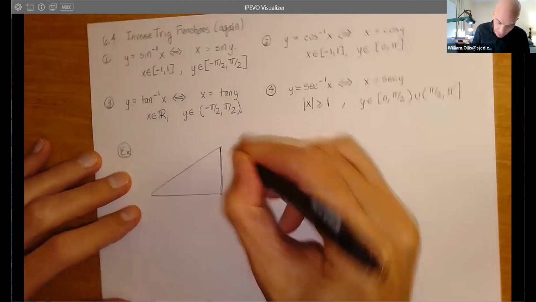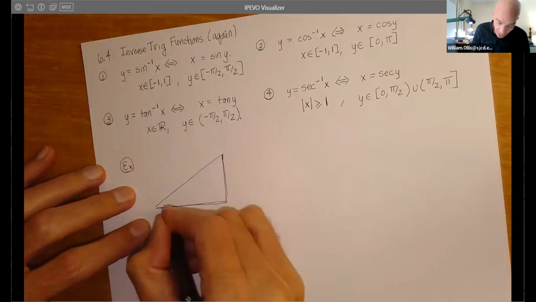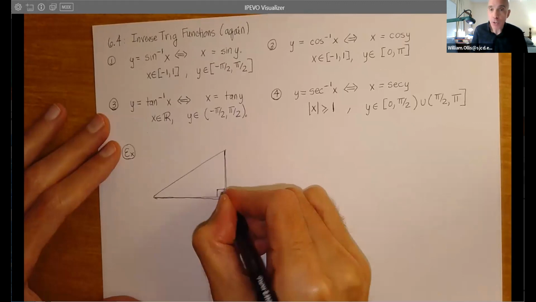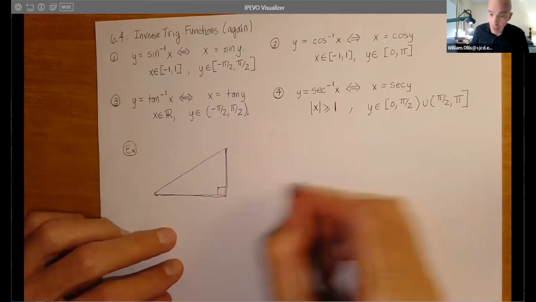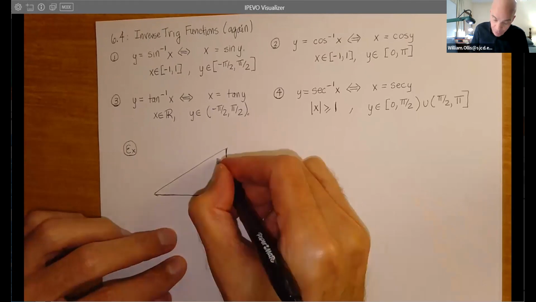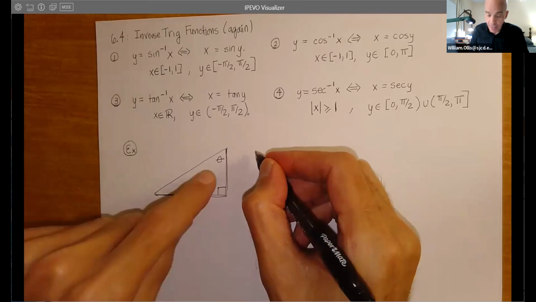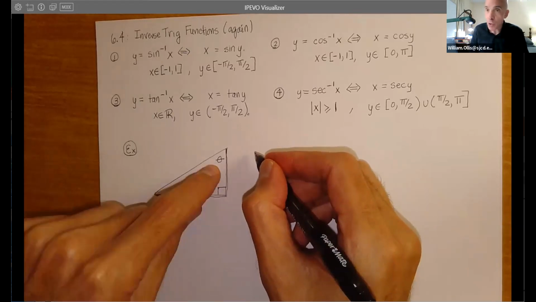Again, the right triangle is distinguished by the fact that it contains a right angle, or an angle of 90 degrees or pi over 2 radians. And so in this case, we're given that, and here I'll go ahead and mark where our theta is. Of course, we get two acute angles, and the theta here is designated to be in this corner.